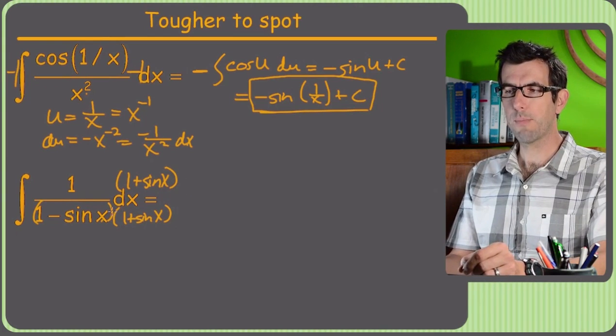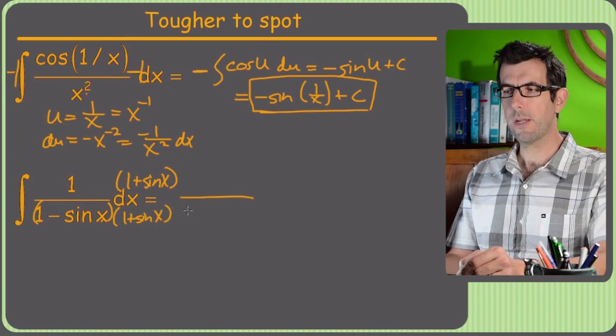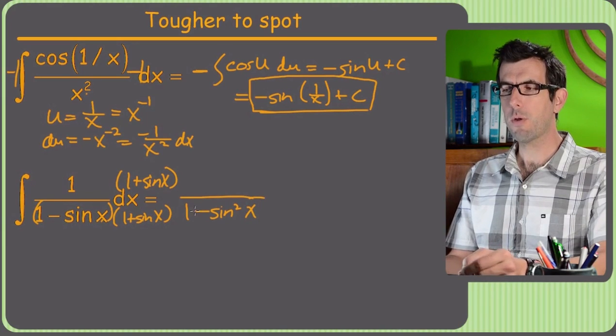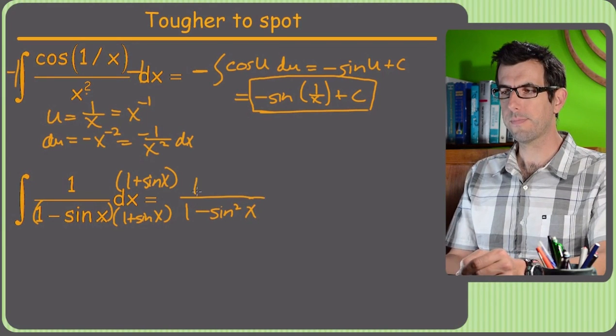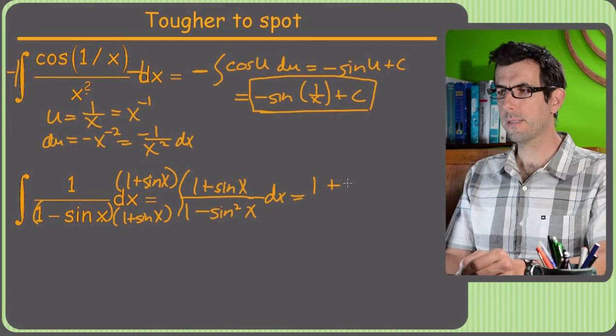But here's the big trick. When you have 1 minus sine x, you multiply by 1 plus sine x. The reason we see that all the time in trig proofs and stuff is it gives you a 1 minus sine squared downstairs. Which, if you remember your trig proofs, is good because that's cosine squared. So now we've got a 1 plus sine x all over cosine squared.